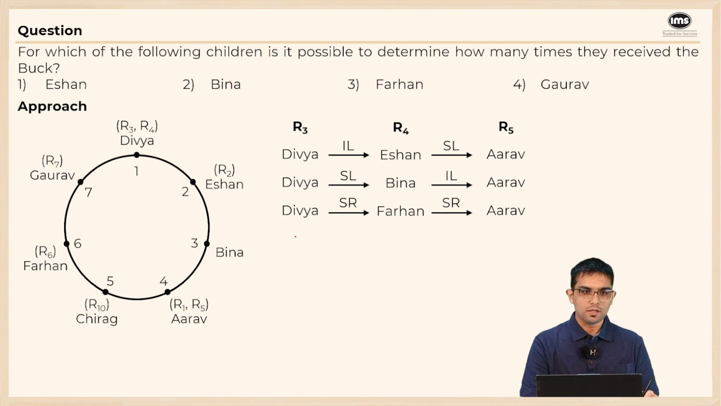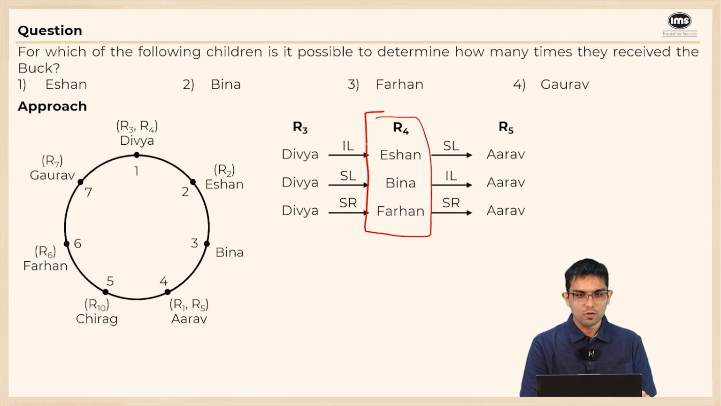Now the next question says, for which of the following children is it possible to determine how many times they received the buck? If you can see, for round 4, Ishan, Beena or Farhan, any of them could have received the buck. So for them you are not sure. So Ishan, Beena and Farhan you are not sure. So the only person you are sure in this option from these options is Gaurav. Hence 4th is the correct answer.